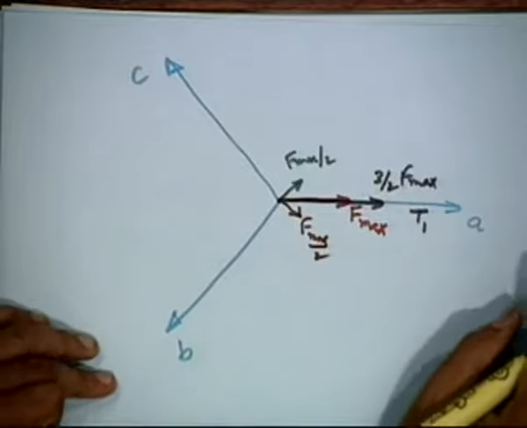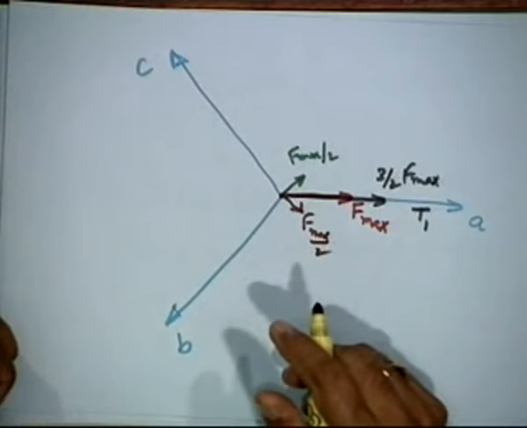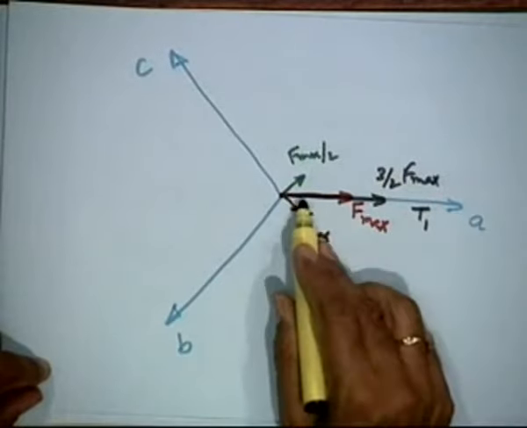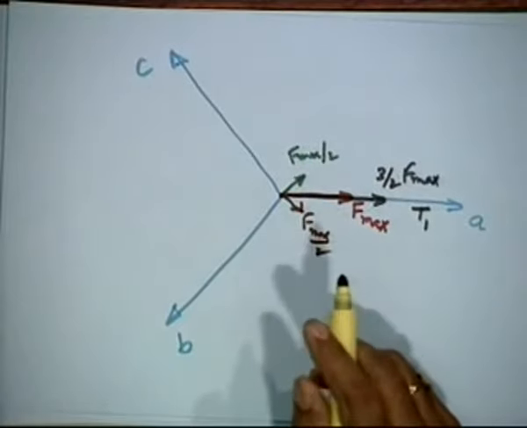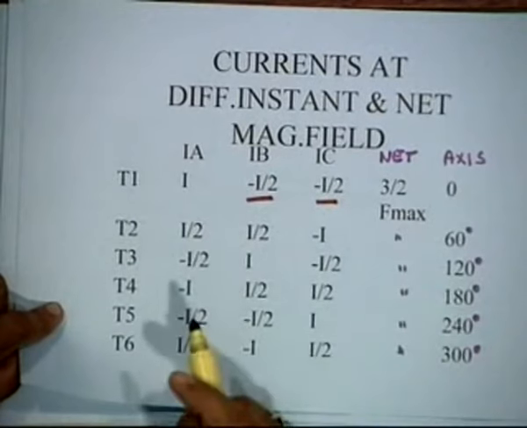At time T1 the net field is centered along the A axis, that means the net field will be centered around the axis which carries the peak current. Now, A is carrying the peak current, so it will be along the A axis. Now, let us look at the second instant.